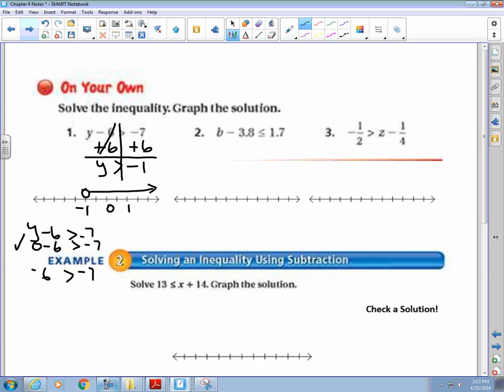All right, the second one, b minus 3.8 is less than or equal to 1.7. So again, I need to get rid of this minus 3.8, so I'm going to add 3.8. And I'm going to do that to both sides of the inequality.